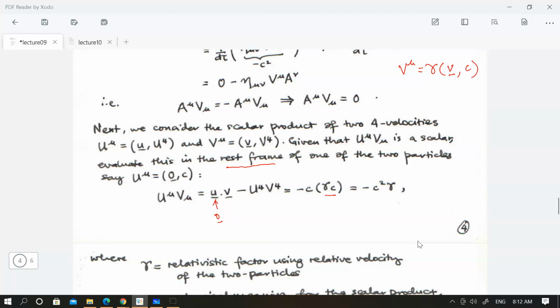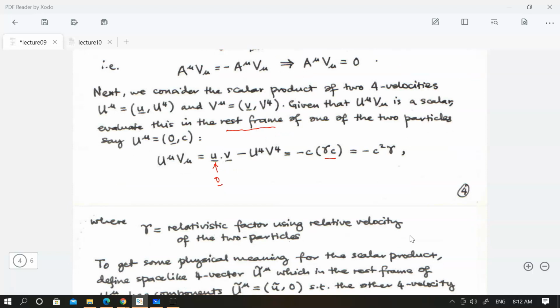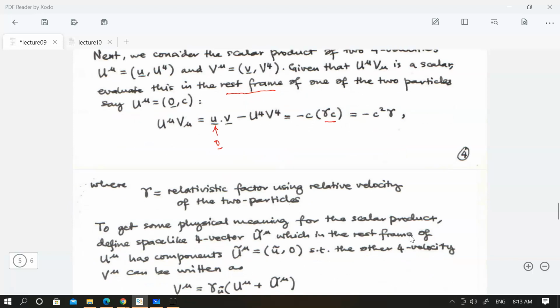And what is this gamma? Gamma is the relativistic factor according to the relative velocity. So meaning how this particle, for example, that is fixed to the rest frame, c is the other particle moving with respect to it. Okay, so essentially we have that to be the answer for the contraction between two four velocities.